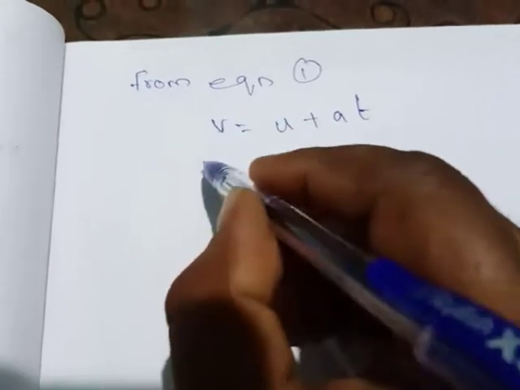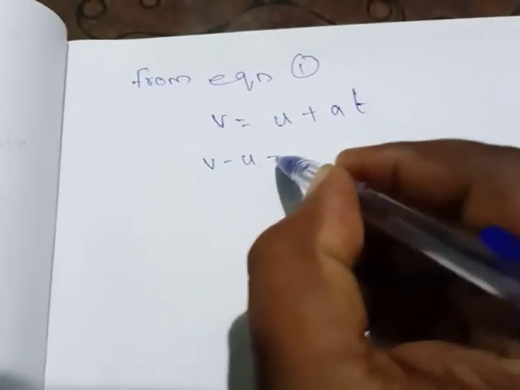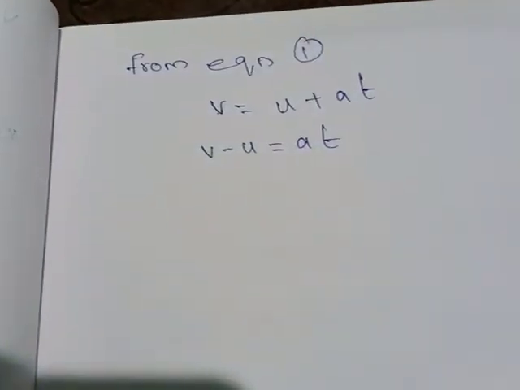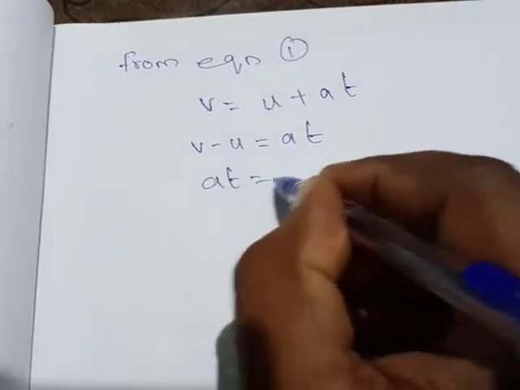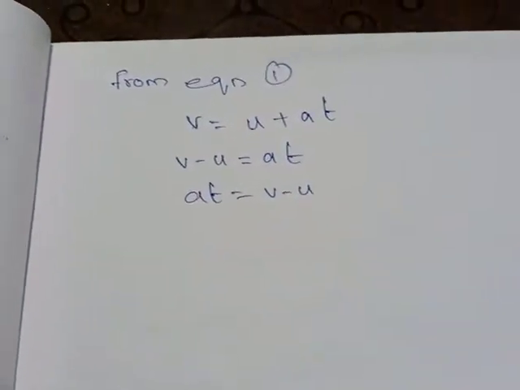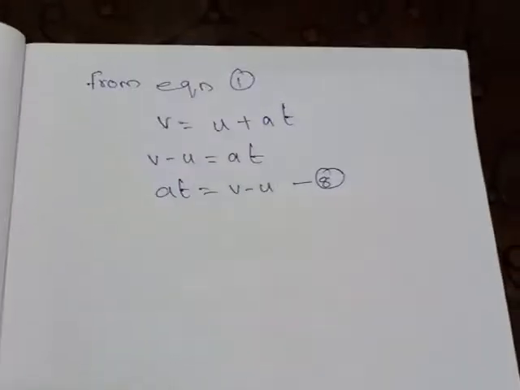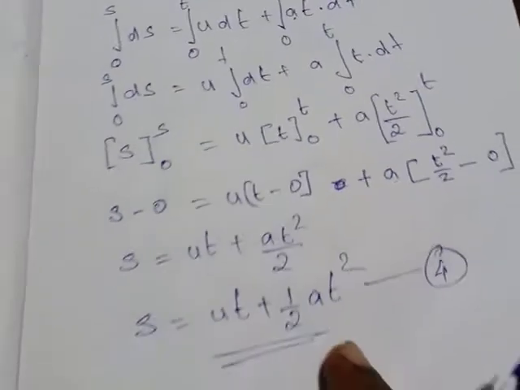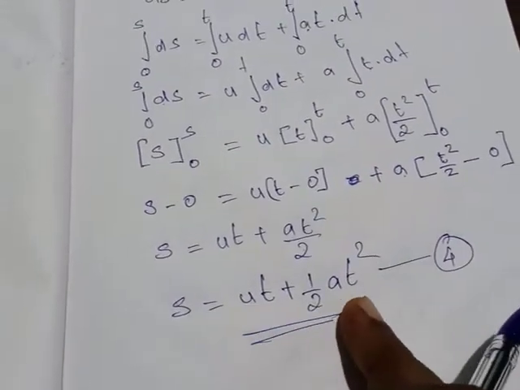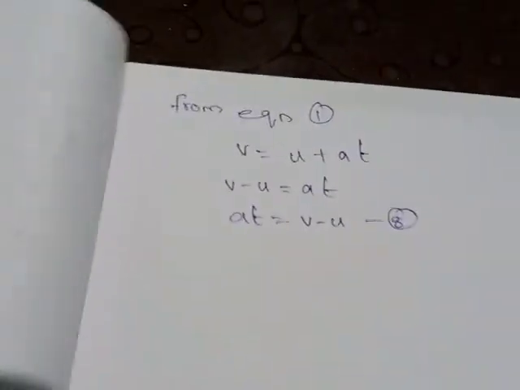Now from this equation, what I am doing means this u I am taking this side. So v minus u is equal to at I am taking. So at is equal to v minus u. Okay. Already equation 7 came here. This is equation 8. Now we are taking another equation. This equation 4, s is equal to ut plus half at square.